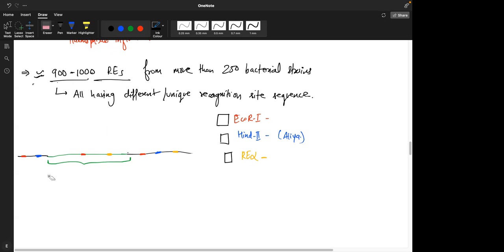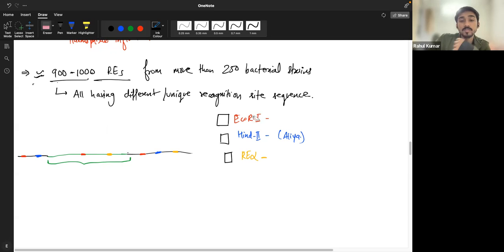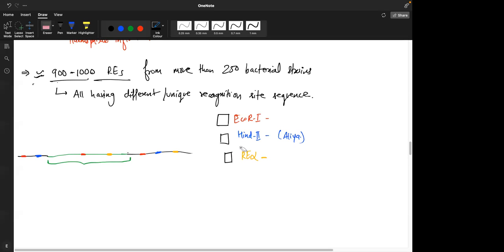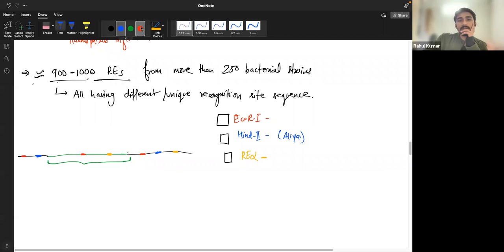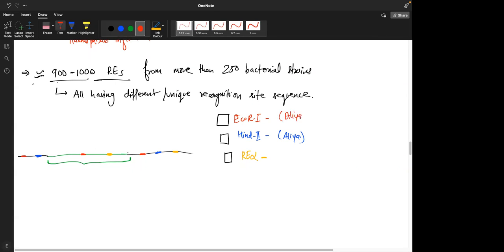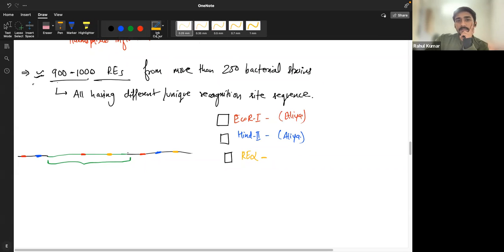Yes, sir. So, anything else you would like to add? Or you can also say that we can use any of the two. Can we use both EcoRI and HindIII? Yeah, I think maybe. Okay, so Alia is also up for EcoRI. What about RE alpha? This is one.